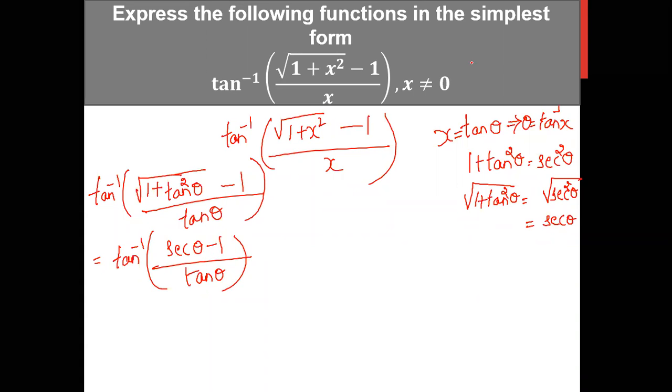So what should be my next step? Now I have secant theta minus 1 divided by tan theta. What can I do now? Just take a guess. What can be done?